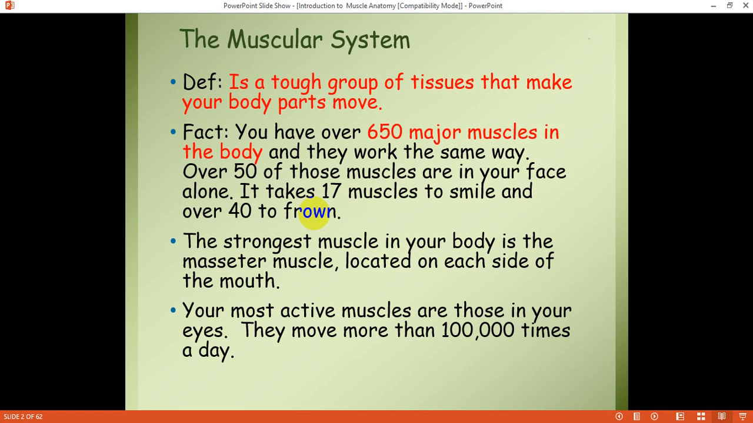The strongest muscle in your body is the masseter, which is present around the jaw and responsible for mastication. Also, the most active muscles are those present in your eyes. They move more than 100,000 times in a day.